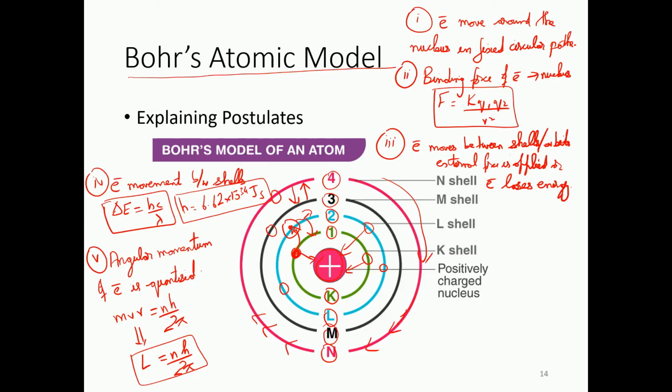So these are the 5 postulates given to us by Bohr, and from here we concluded how the charges are moving inside the matter, or how the atomic model is behaving.